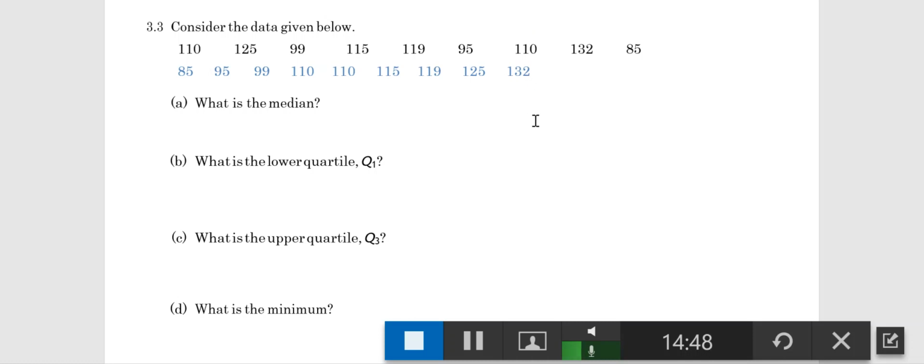Put your fingers on the screen, and start at 85 and 132, and move your fingers in one step on each side until they touch. So you're at 85 and 132, you move into 95 and 125, then 99 and 119, then 110, the first one, and 115, and then you land in the center at 110. I'm going to draw on this again. Notice right here, the second 110, and it's important that it's the second one.